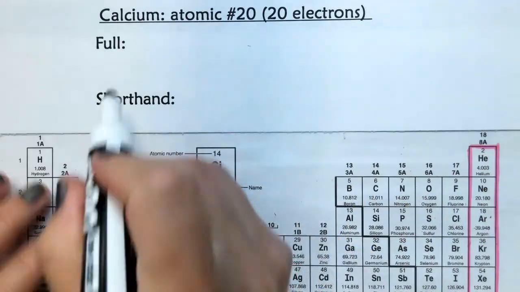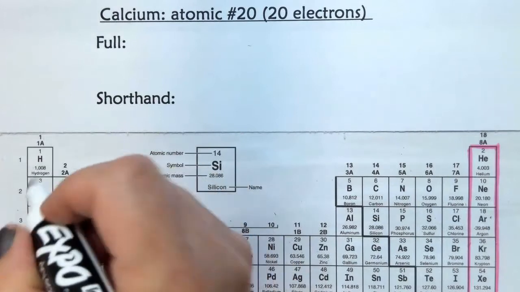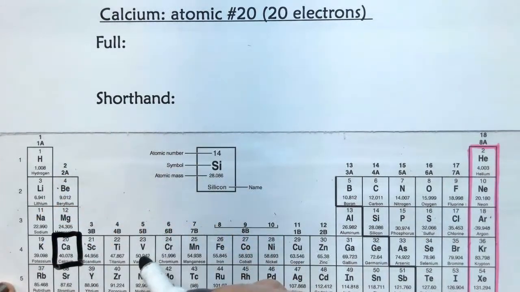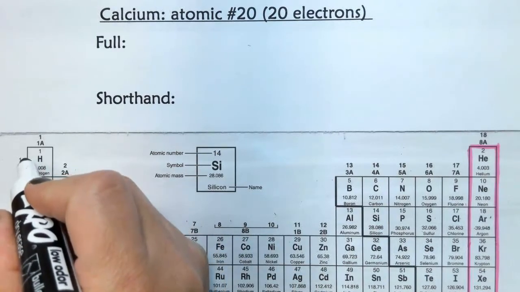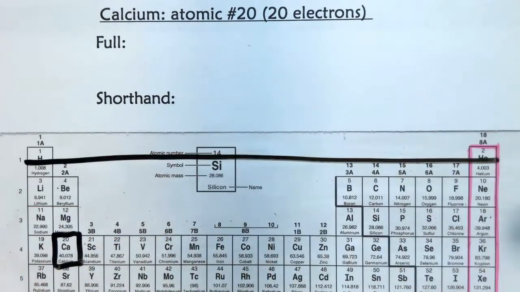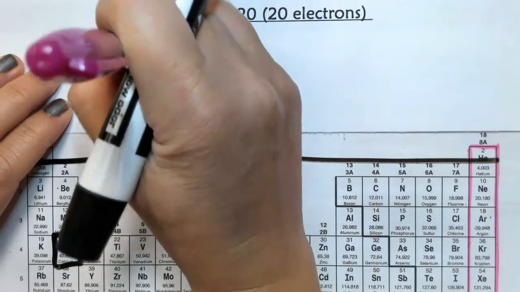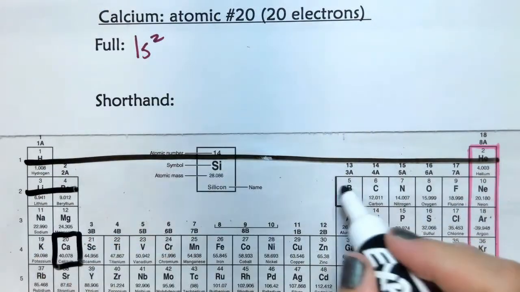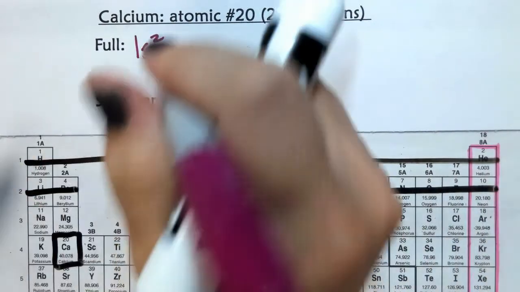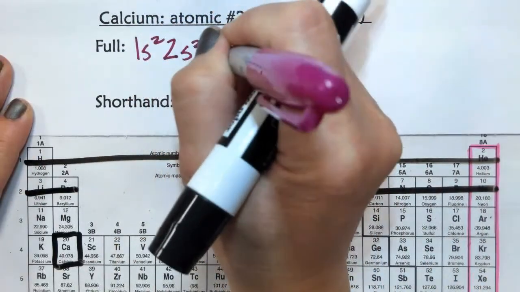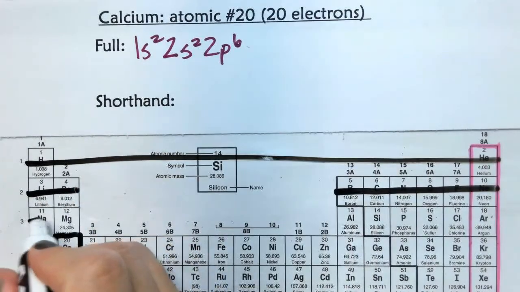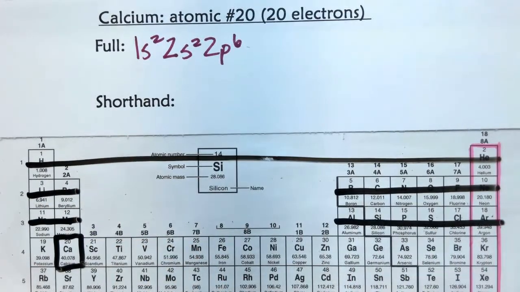So now let's write the full electron configuration for calcium, which is located here on row number 4. So we want to go through row number 1. That's going to give us 1s2. Then we're going to go to the beginning of row 2, 2s2, 2p6. Then we go to the beginning of row 3, that's 3s2, 3p6.